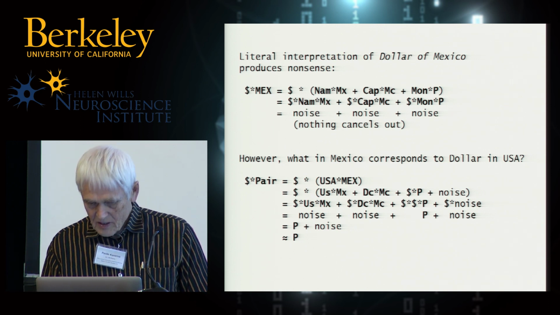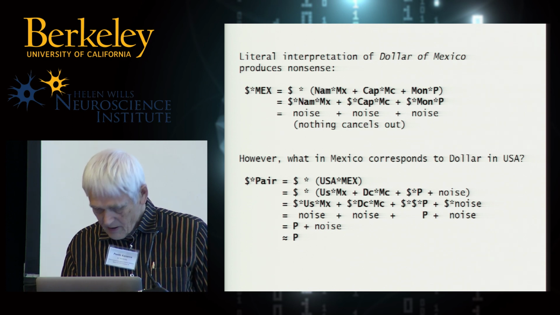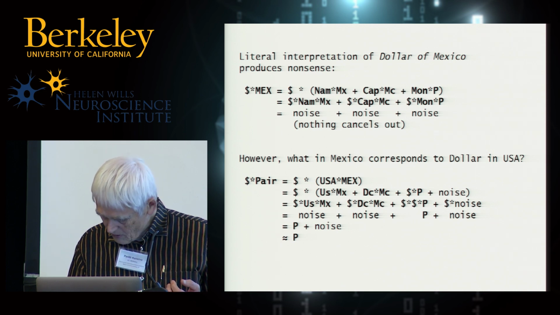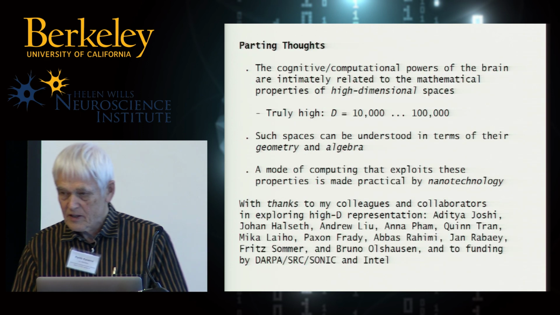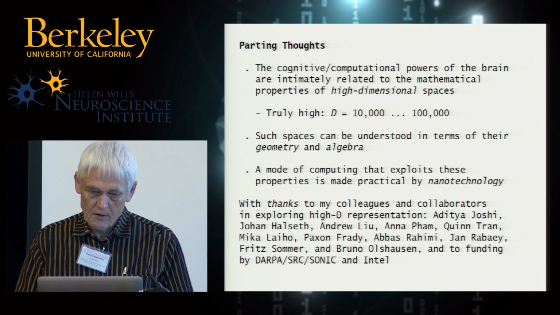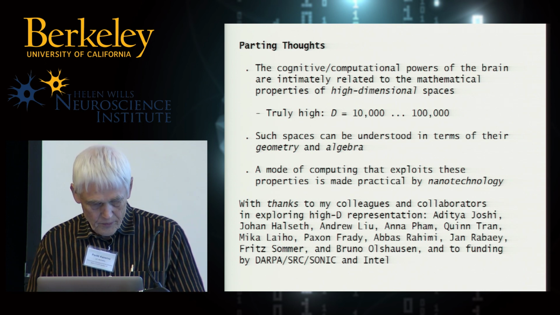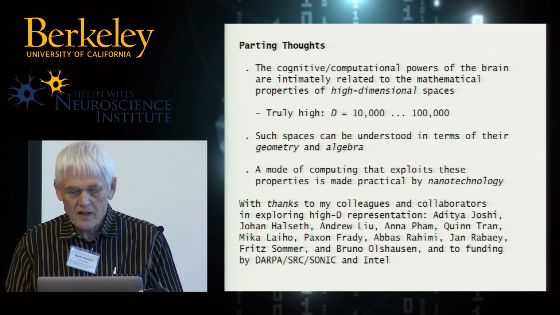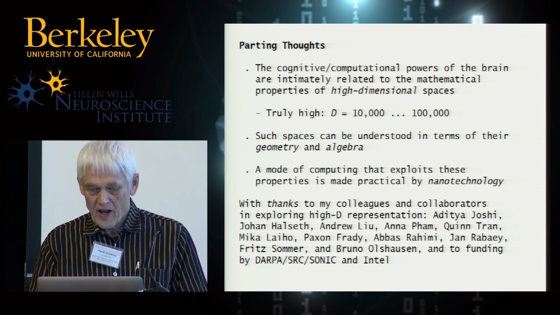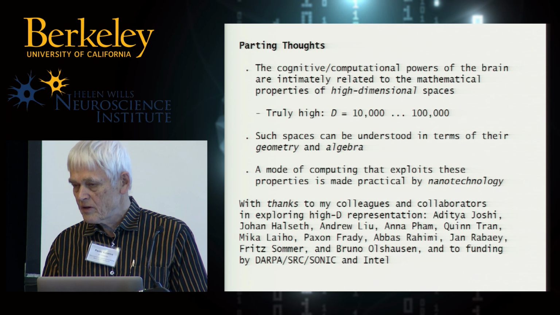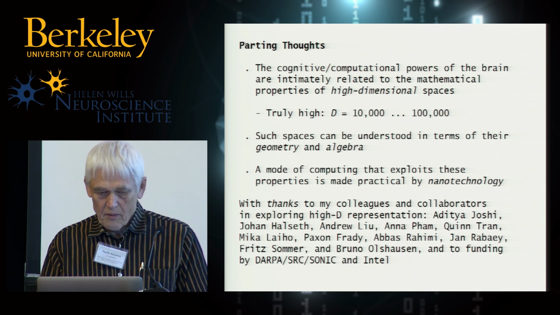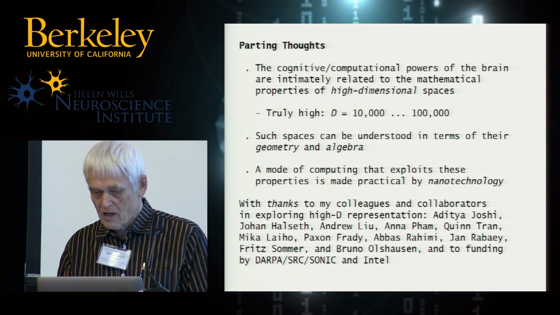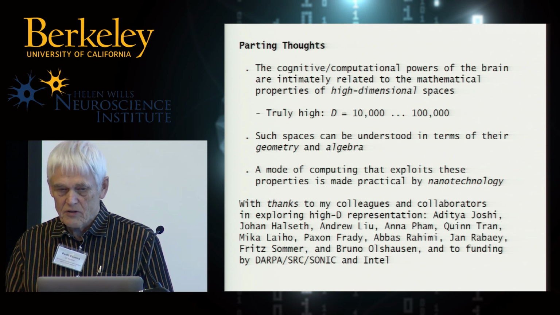So what I've shown is that these operations actually can be used in interesting ways that resemble what we do in ordinary programming, and also something that is not available, and that is the multiplication operators that worked as a mapping. And so as my parting thought, I'd say the cognitive and computational powers of the brain are intimately related to the mathematical properties of high-dimensional spaces. And I mean truly high, I mean 10,000, 100,000. I would say 600 in this game is not high. And that really has to do with the number of nearly orthogonal vectors that you get.